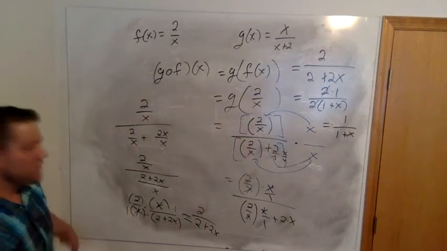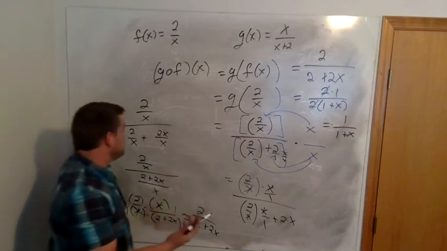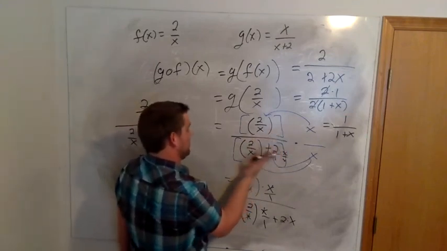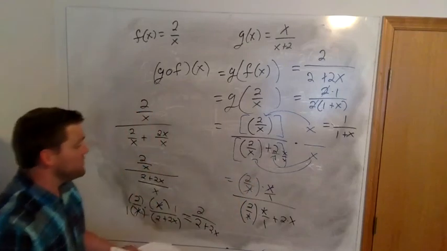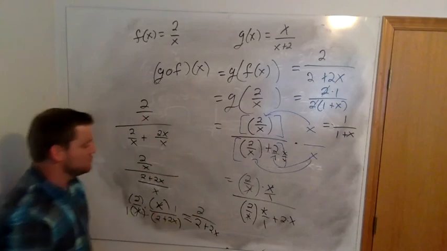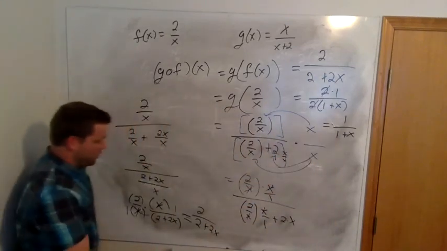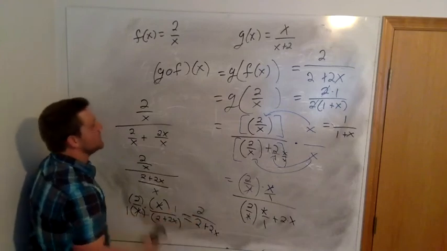Great. So either of these methods are great for simplifying complex fractions. In this situation, I thought it was much easier to think about clearing the fractions. If you're uncomfortable with that method, just stick with what you know: find a common denominator, flip, multiply, simplify. Either way, we're still going to be left with 1 over 1 plus x once you factor out this 2 and cancel.